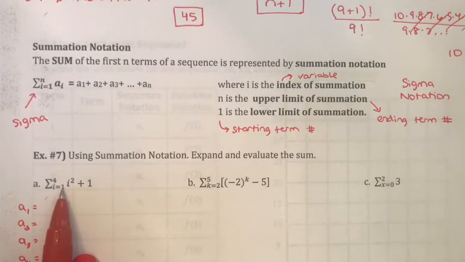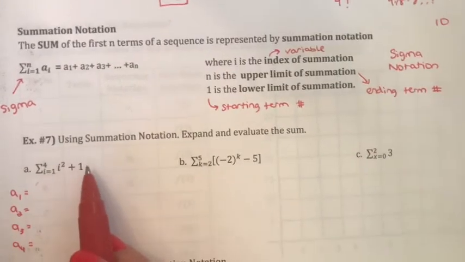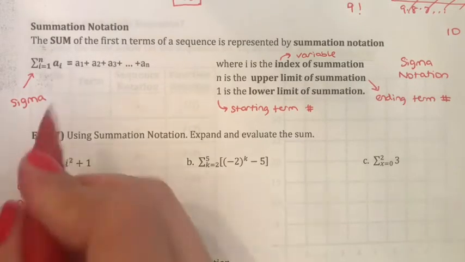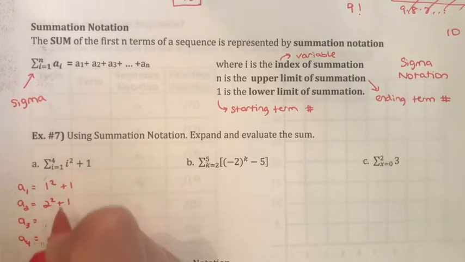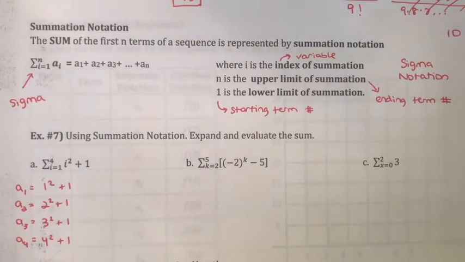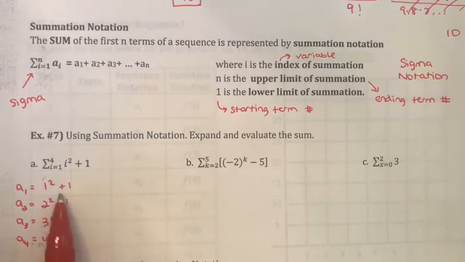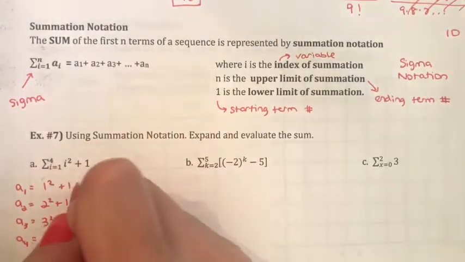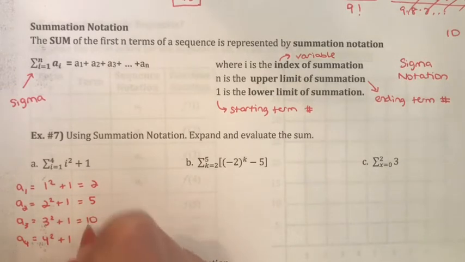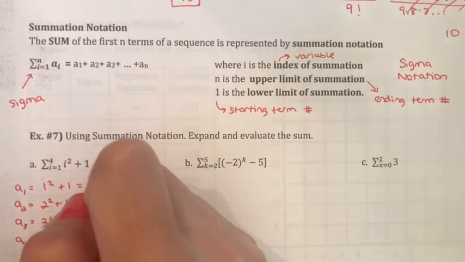I'm gonna plug 1 in for I. So I was the variable. I'm gonna plug it in, plug 2 in, plug 3 in, plug 4 in. Now, summation notation tells me that I have to take all of these values, so I have 2, 5, 10, and 17, and add them up.